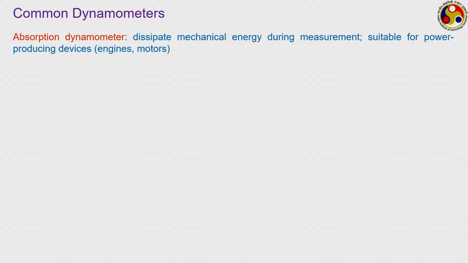Now, dynamometers can commonly be of three types. One is the absorption dynamometer, the most common type, where the entire power that the dynamometer receives is dissipated to the surroundings. That is, the mechanical energy that the dynamometer receives from the source is not supplied to some downstream device, everything is dissipated. Therefore, these absorption type dynamometers are commonly connected to power producing devices like engines or motors.